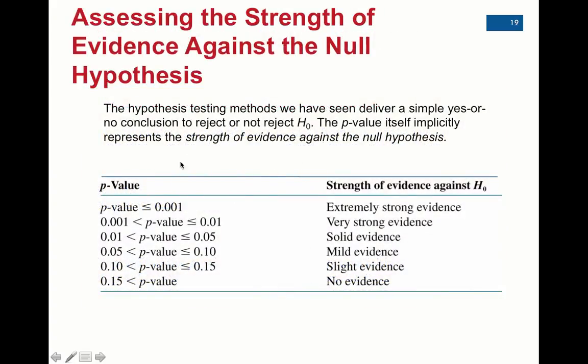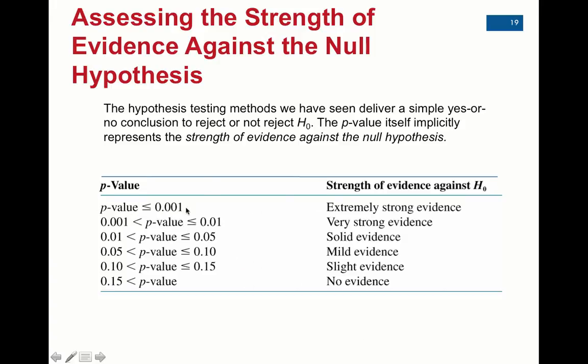Lastly, we can look at some various levels of the p-value and how strong our evidence is. Generally, the main idea is the smaller the p-value, the more evidence you have against the null hypothesis. Small p-values come from statistics that are very far away from the null hypothesis. So the further we are away, the smaller the p-value, the more evidence we have, and the more likely that the null hypothesis is wrong. That's basically a summary of what's going on here.